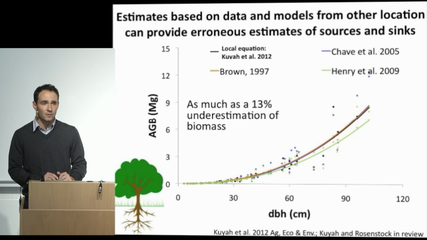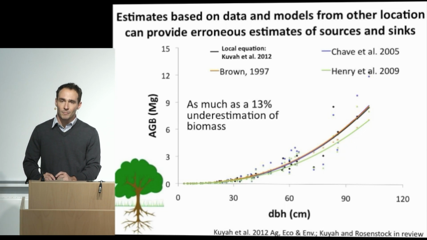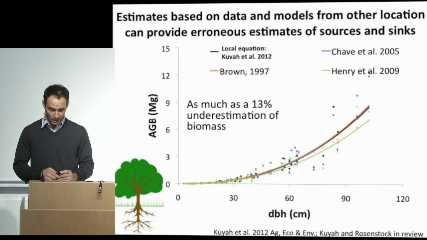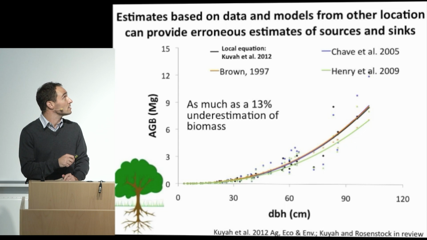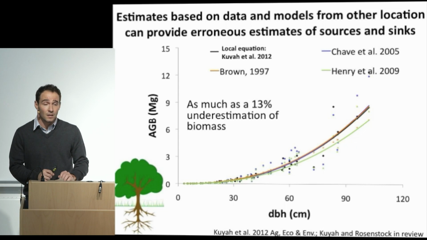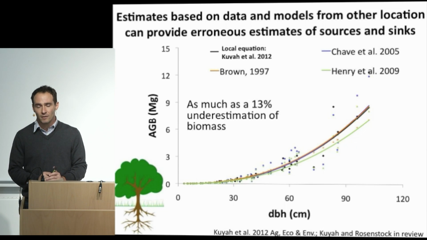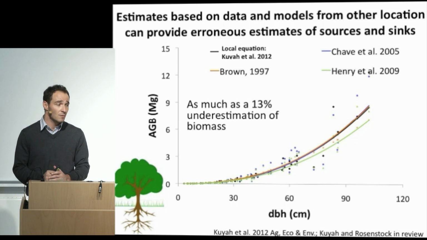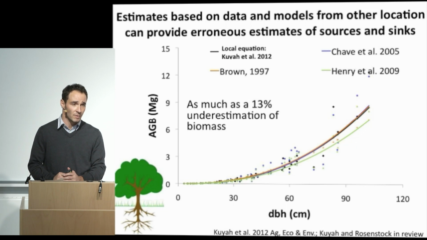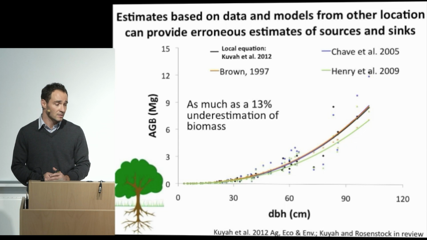And we can also see that when we utilize information that's been developed in other locations, we often get erroneous results. These data are from a colleague in Western Kenya, where they applied readily available allometric equations. These are equations that look at easy to measure proxies, such as diameter at breast height, to estimate aboveground biomass, and he was interested specifically in trees on farm. What he found is that if you apply readily available allometric equations to these systems in Western Kenya, you see at minimum, or as much as, a 13% underestimation of the biomass that's available in the landscape.